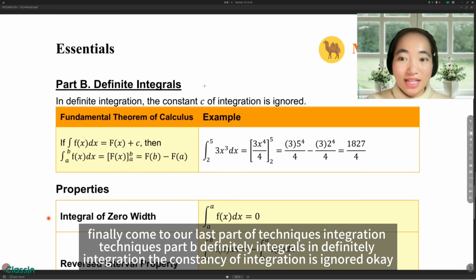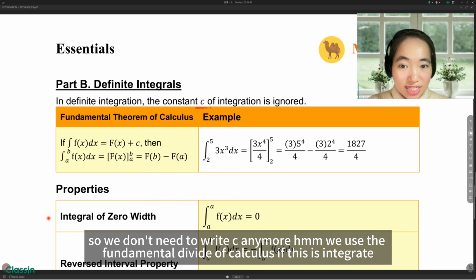Hi. Finally, we come to our last part of integration techniques. Part B, definite integrals. In definite integration, the constant c of integration is ignored. So we don't need to write c anymore. We use the fundamental theorem of calculus.